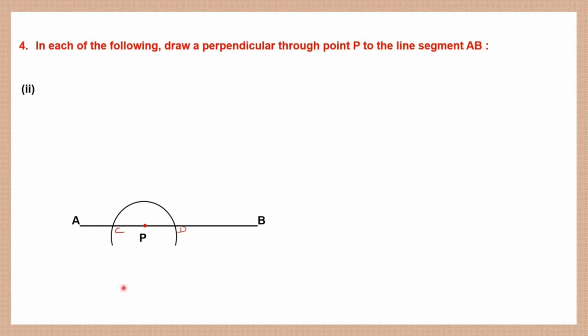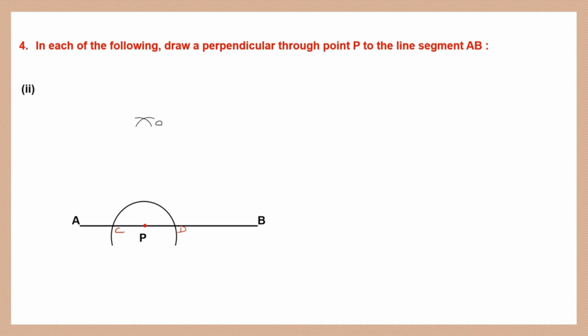Now we're going to take C and D as the center and take a radius which is more than half the distance of CD and draw two arcs above this. So they cut each other. How did we get this? By placing the compass needle at C, we got one arc. By placing it at D, we cut that arc. Now this point, we'll name it as O. So the point where the two arcs have cut, we are naming it as O.